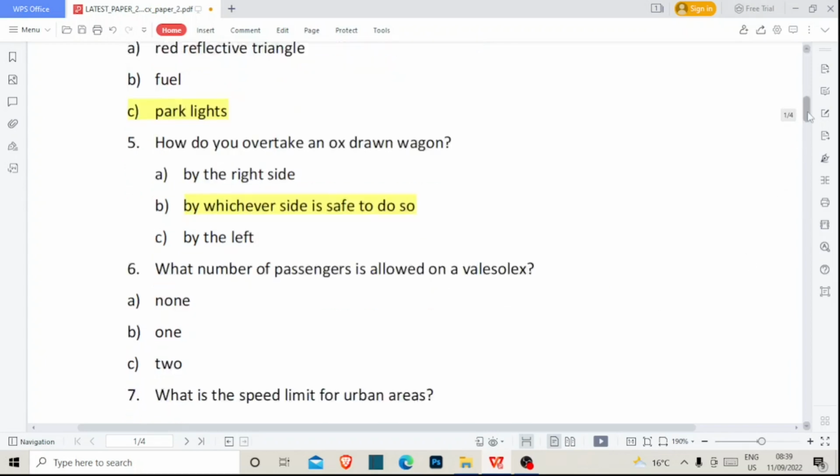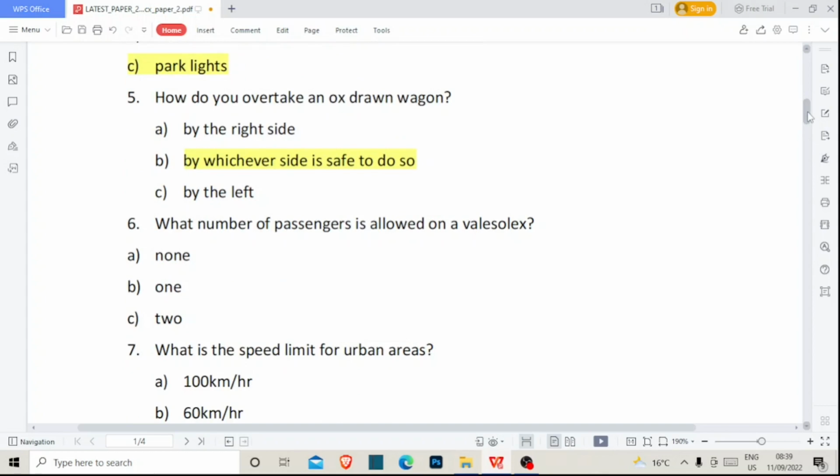Then we go for number 6. What number of passengers is allowed on a velo Solex? Is it none, or 1, or 2? Well, the correct answer here is none.